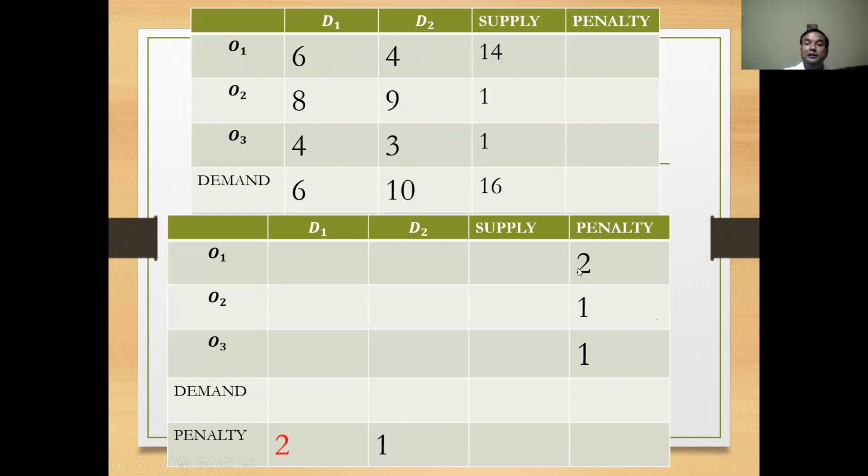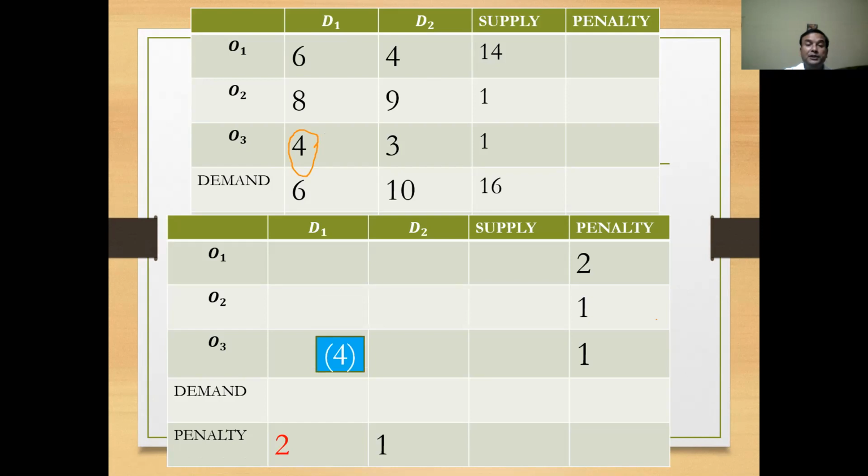Therefore, we have seen there are two same largest numbers, 2 and 2. In this case, we can assume any one, either this 2 or that 2. Suppose we assume this 2. Then we think of this destination 1. And what is the minimum cost in destination 1? Minimum cost in destination 1 is this 4. Since 4 is the minimum cost, let us drop this 4 in this cell.